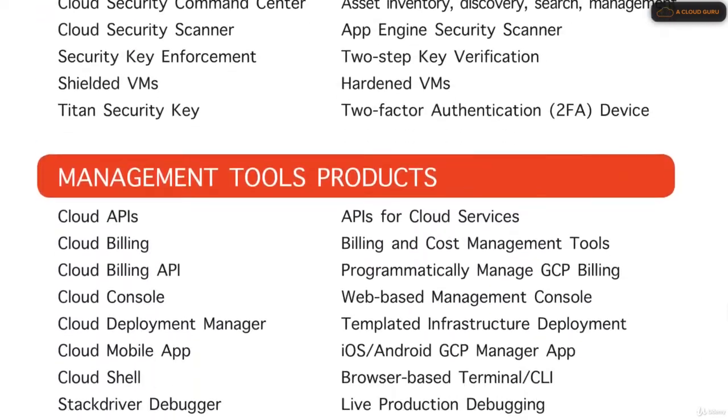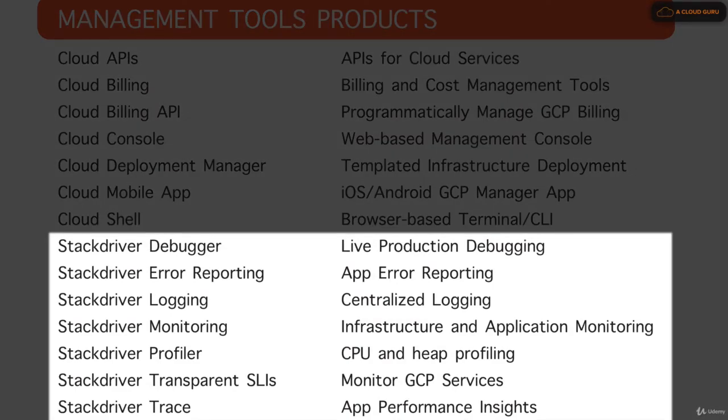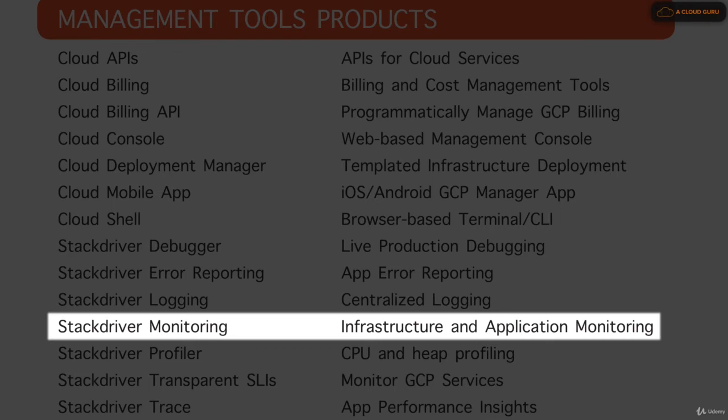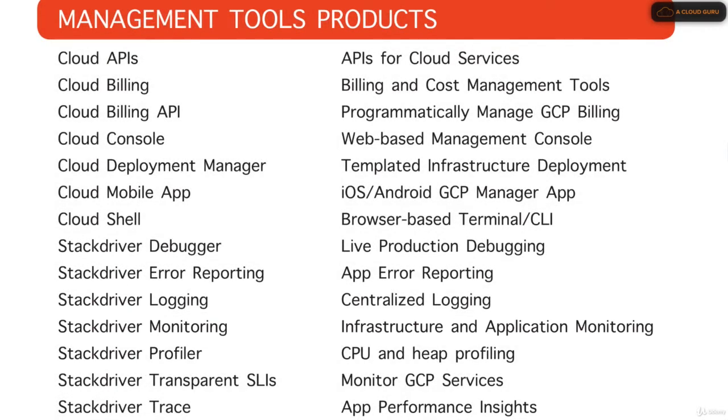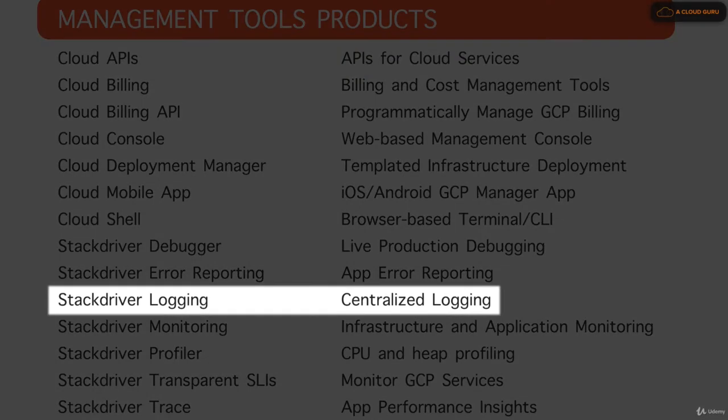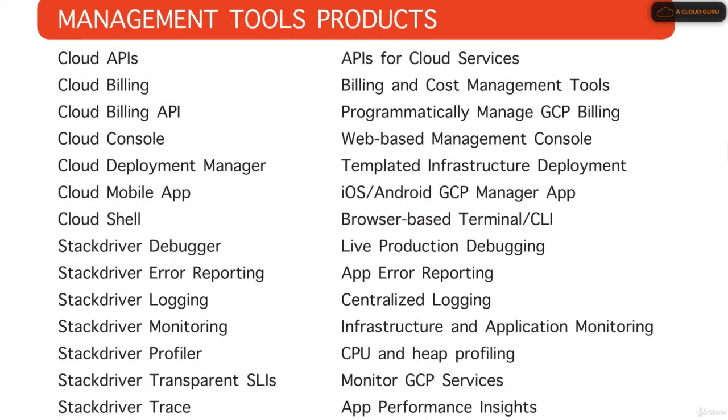Down in the Management Tools section, Stackdriver is an important family of services. Stackdriver Monitoring is infrastructure and application monitoring, so you can watch metrics of what's going on in your system. Stackdriver Logging is centralized logging, so that all the different parts of your system, whether they be microservices or multiple instances or completely different parts of your system, can all log to one central place. Centralized logging is really important to running a system, because if you have to go out and try and gather up log information from every individual piece of your system just to make sense of what's been happening, you're going to get so bogged down in that overhead that you won't actually be able to make any progress.